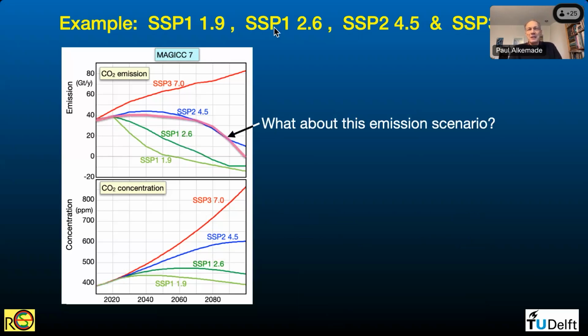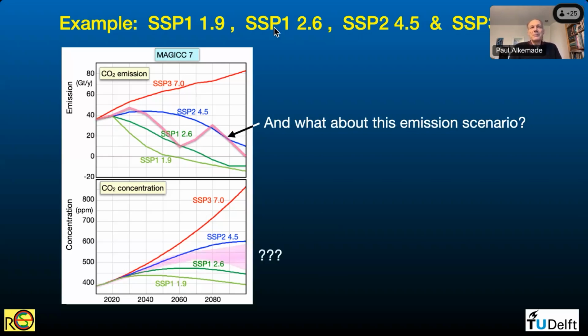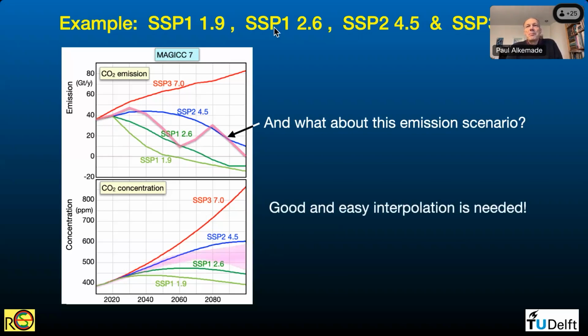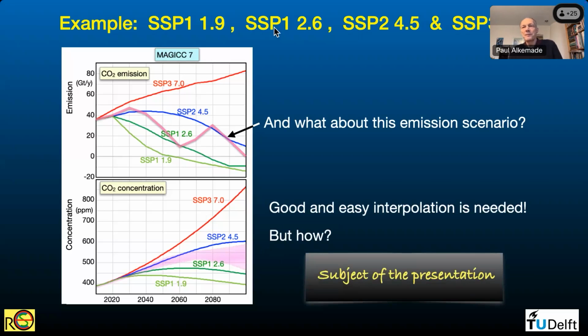But if you have a slightly different one, like this one, just going up and down around the 4.5, it could be like that, probably. But if you have such an emission scenario going up and down, it would be very difficult to do interpolations from the tables. But still, why not? Is there a way to do good and easy interpolation from the tables? Is that needed? Yes, I think it is, but how do we do that? That's the subject of my presentation today.